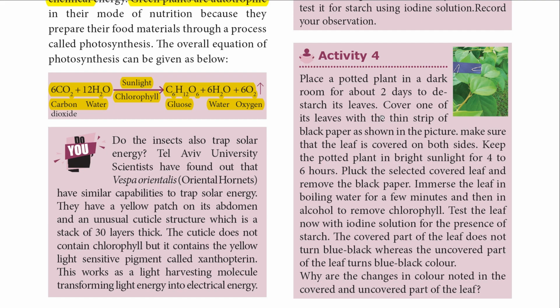In the next activity, take a potted plant and keep it in a dark room for 2 days. This is to destarch the leaves. That means the leaf will not prepare the starch if you keep it in the dark room for 2 days. Cover one of its leaves with a thin strip of black paper on both sides of the leaf, so that both sides of the leaf are covered by the paper. Then again you keep this potted plant in the bright sunlight for 4 to 6 hours. Now pluck the selected covered leaf. Now immerse this leaf in boiling water for a few minutes and then immerse it into the alcohol.